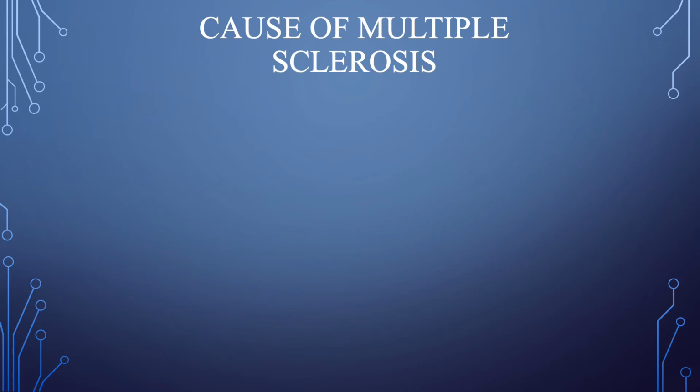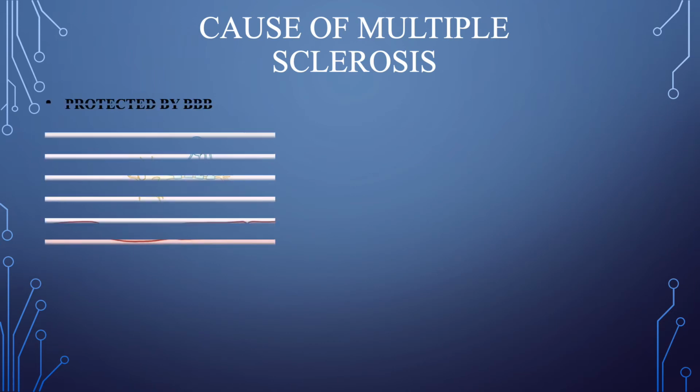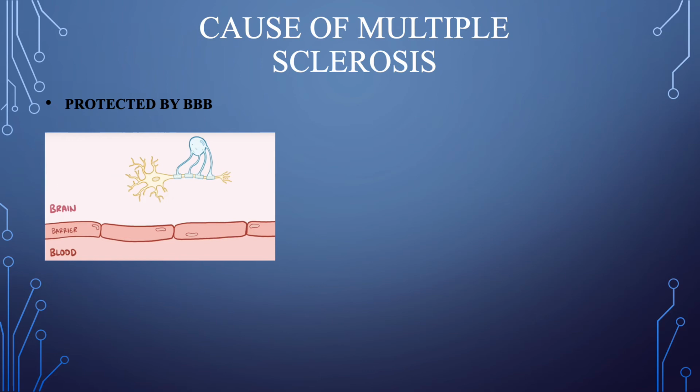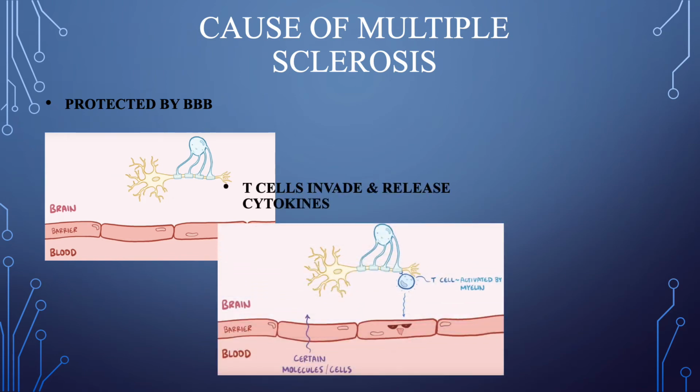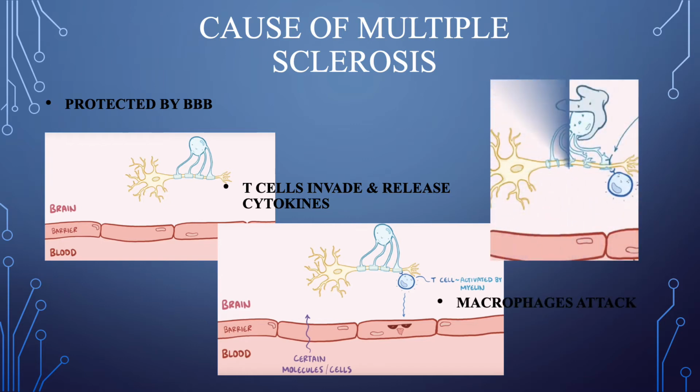Now, usually the central nervous system is protected by the blood-brain barrier. But in MS, T cells end up getting through this barrier and are activated by myelin, which then releases cytokines, dilates the barrier, allowing more immune cells to enter, such as B cells, which end up making antibodies, resulting in macrophages damaging or completely destroying the myelin and the oligodendrocytes.